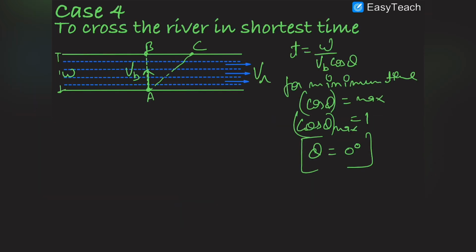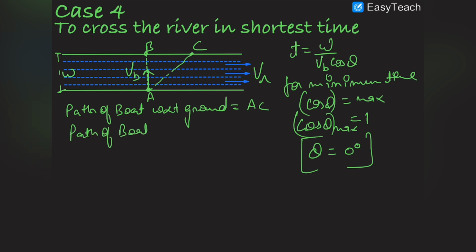Okay, now again coming to the case in which we have to cross the river in the shortest time, we have already discussed that he should try to move along this direction. So if I find the path of the boat with respect to ground, that path would be AC, and the path of the boat with respect to river would be AB. This would be the path of the boat with respect to the river. So this is a very obvious thing.